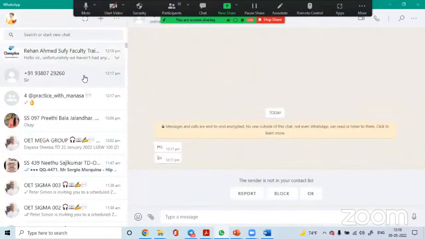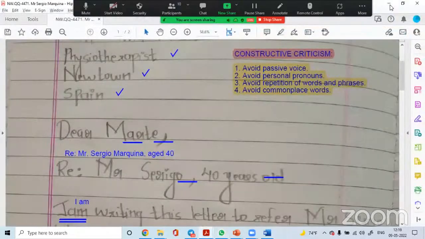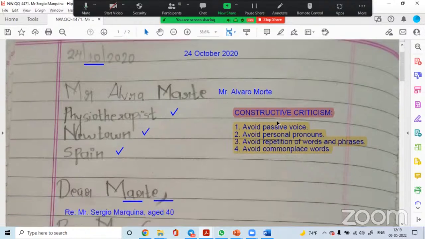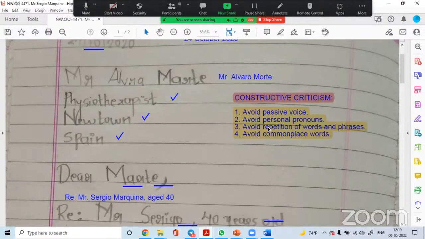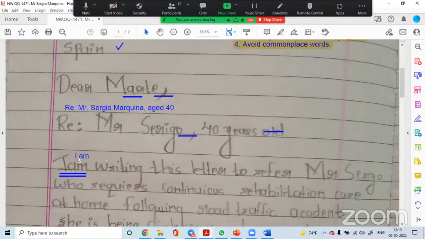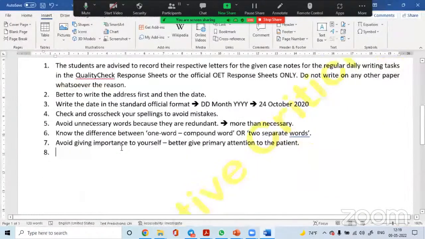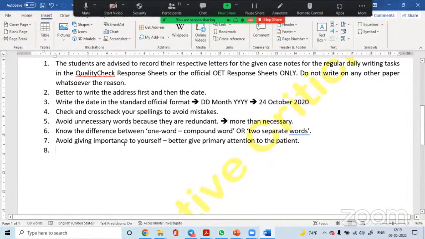So, now here we have seen date next and address first. And spelling mistakes, avoid passive voice, avoid personal pronouns, avoid repetition of words and phrases, avoid commonplace words. Okay. Now, "I am" is 2 words. So, I have already mentioned it here. Avoid giving importance to yourself. Better give primary attention to the patient.